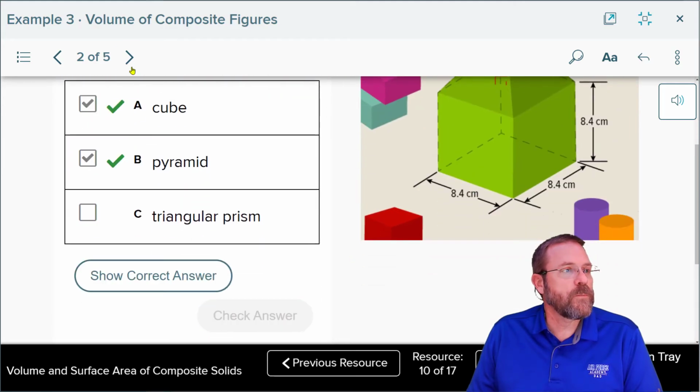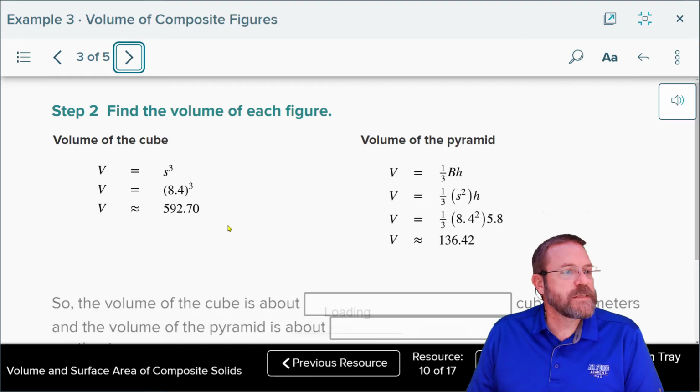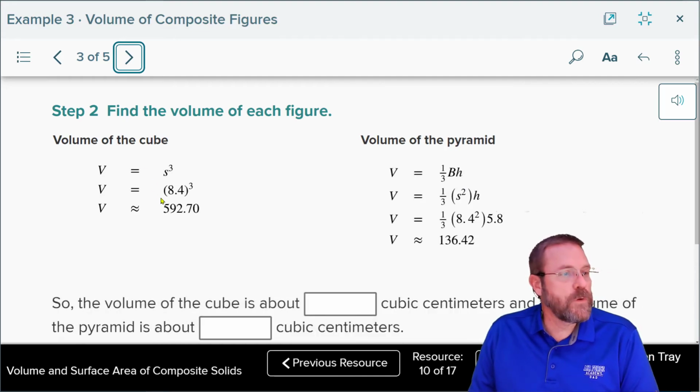Check those parts, checked. From here you can see where they found the volume of the cube. Did a great job, good supporting work on that one, 592.7. They found the volume of the pyramid, 1/3 times the base area times the height. The base area was, of course, going to be side squared. Worked that one out and found that the volume of the square pyramid was going to be 136.2.